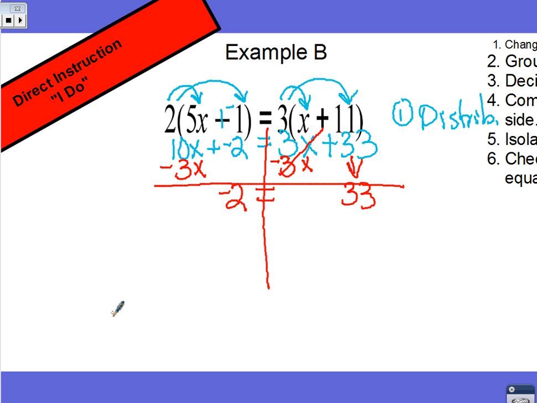10x minus 3x, or plus 3x, if you want to think of it that way, is 7x. I forgot my plus sign. There we go. Now I have a two-step equation. Solve it. Well, pause it, solve it, check your answer. Did you get it? Hope you did.